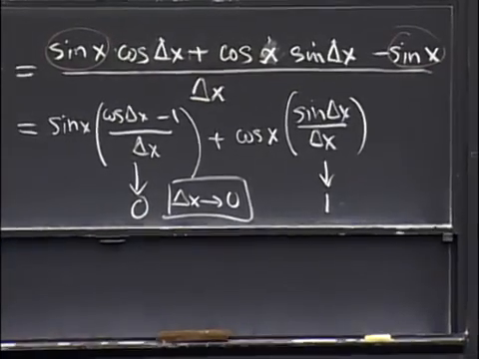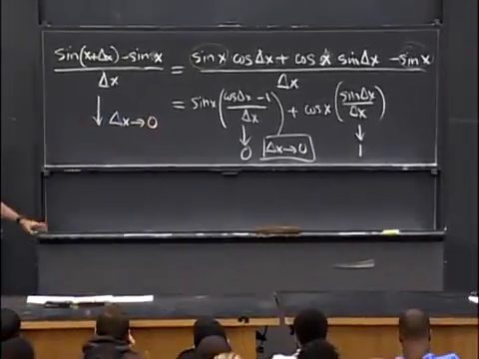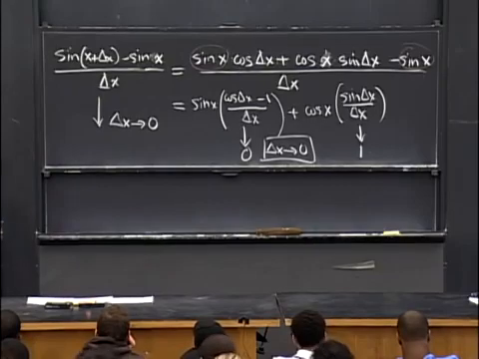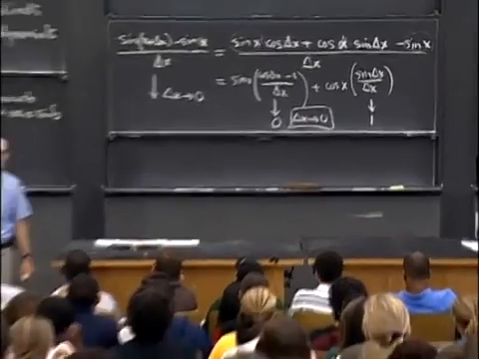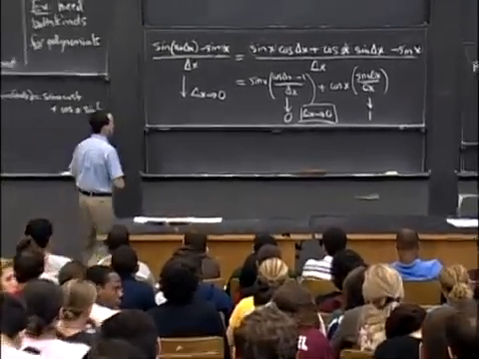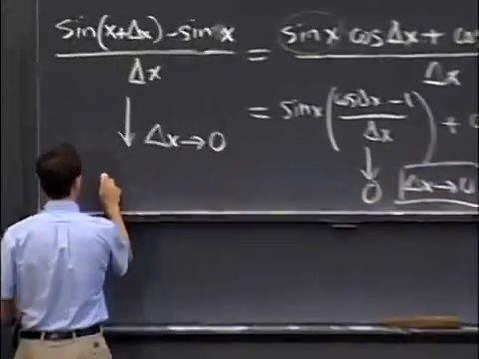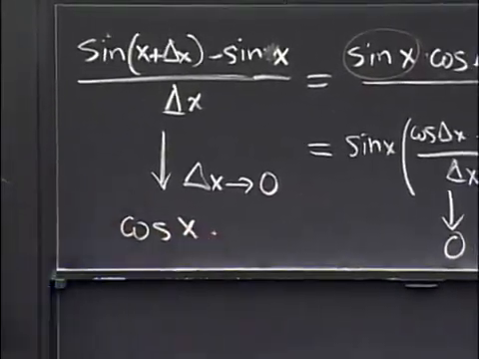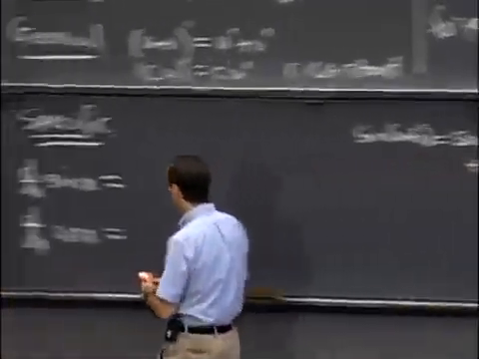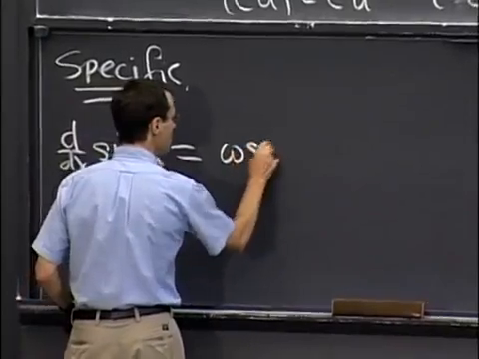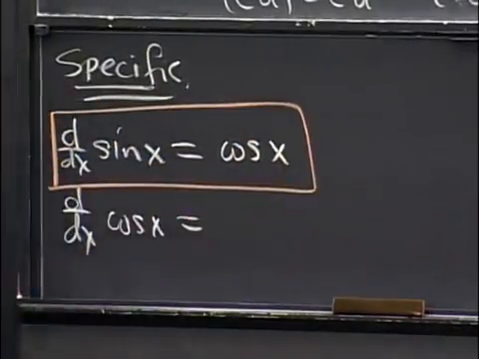So altogether, this thing, as delta x goes to 0, goes to what? I want a single person to answer, a brave volunteer. All right, right back there. Cosine. Because this factor is 0, it cancels, and this factor has a 1, so it's cosine x. All right, so our conclusion over here, I'll put it in orange, is that the derivative of the sine is the cosine. All right?